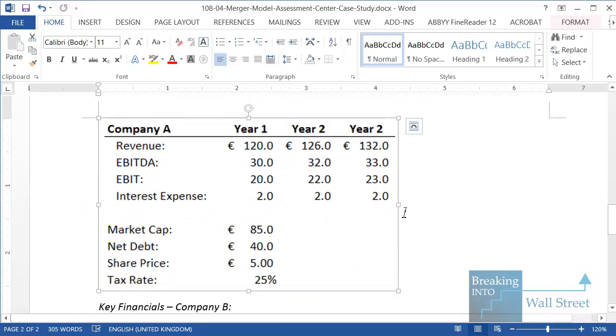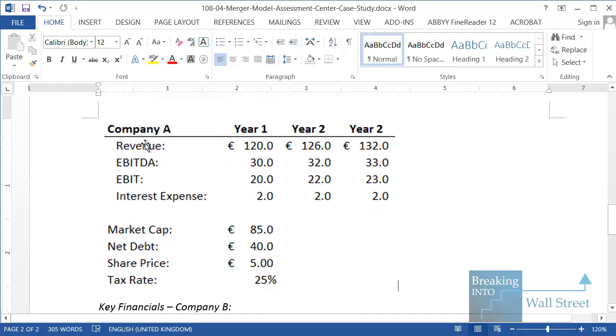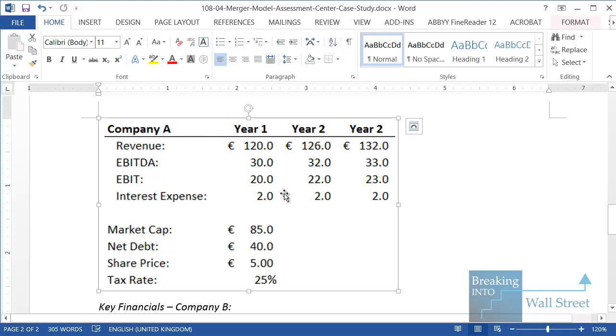Now, for the financials for company A and for company B, here's what we're given. We are dealing with European companies here, so the financials are all listed in euros. For company A, we have their revenue, EBITDA, EBIT, and interest expense. We have their tax rate, and we have their market cap, net debt, and share price. So based on this, we can get to a lot of other numbers.